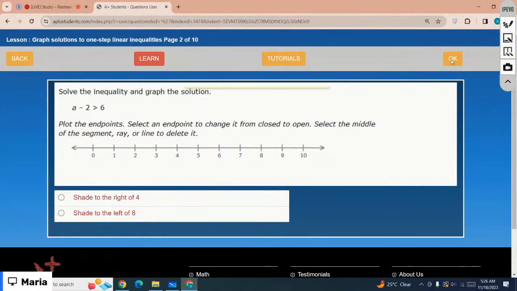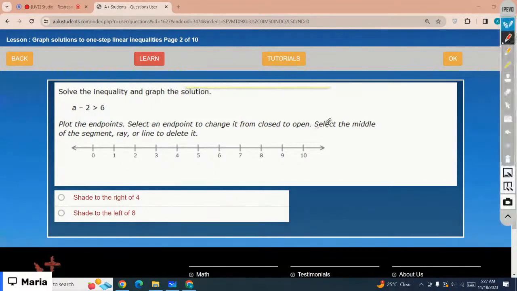Okay, the next one is a minus 2 is greater than 6. So the solution of the inequality is a minus 2 plus 2 is greater than 6 plus 2, right? So you're left with a is greater than 8. So which is the correct option?